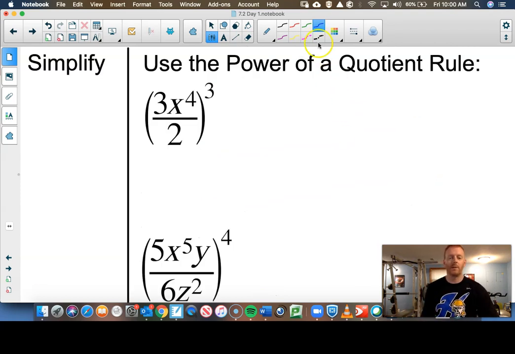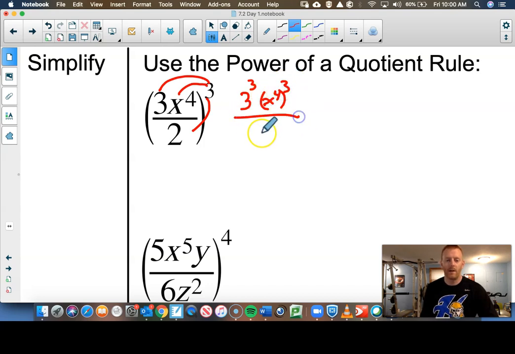Let's keep moving here. So here's our play time. This 3 goes to all pieces of the fraction. So we have a 3 to the 3rd power that we're going to do. We have x to the 4th to the 3rd power, and then a 2 to the 3rd power. So all we have to do now is just simplify all of that math.